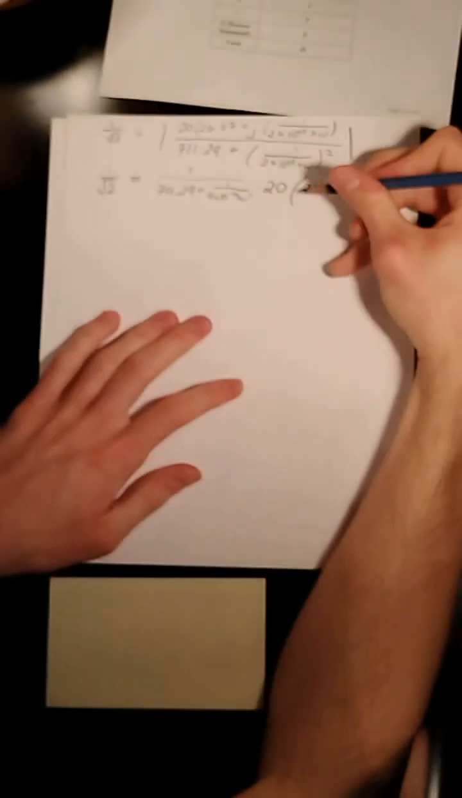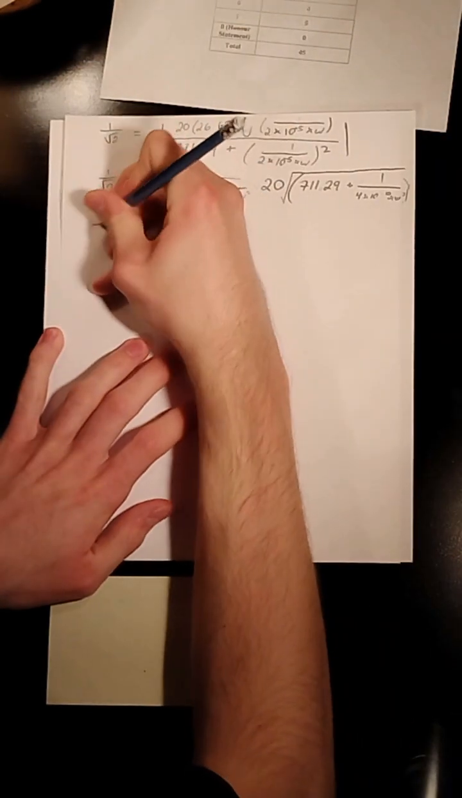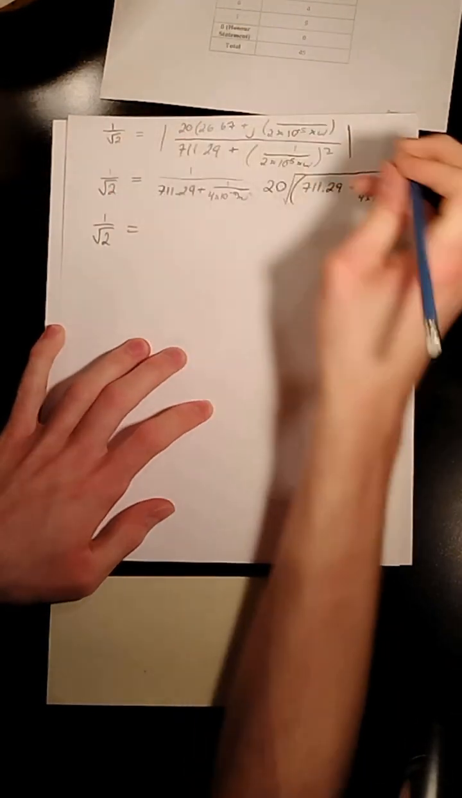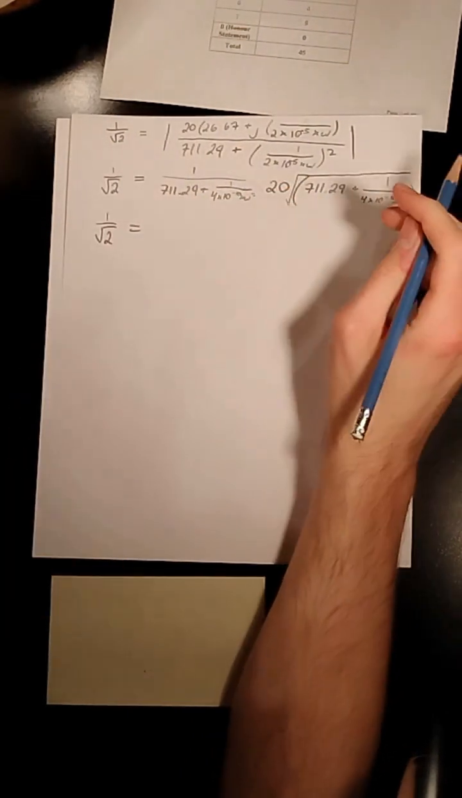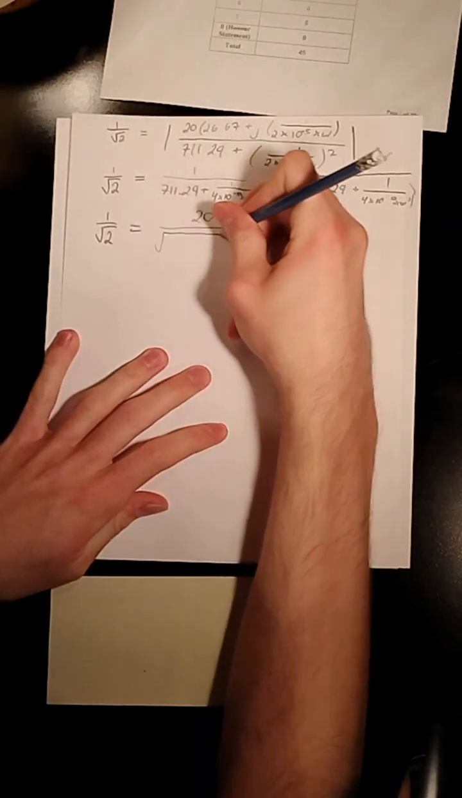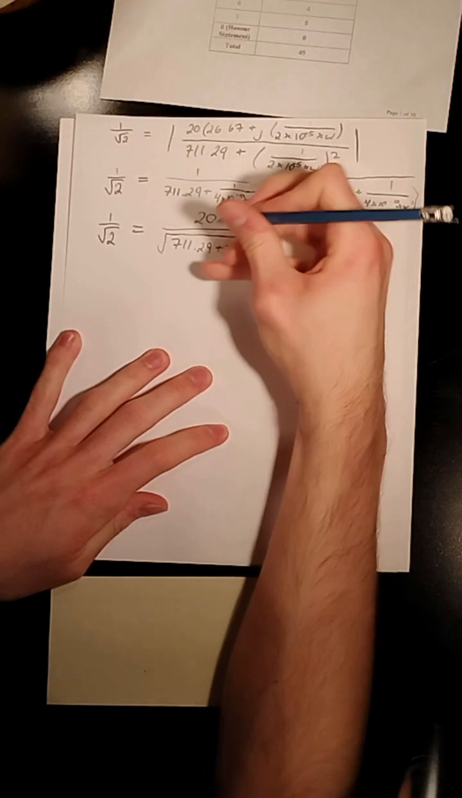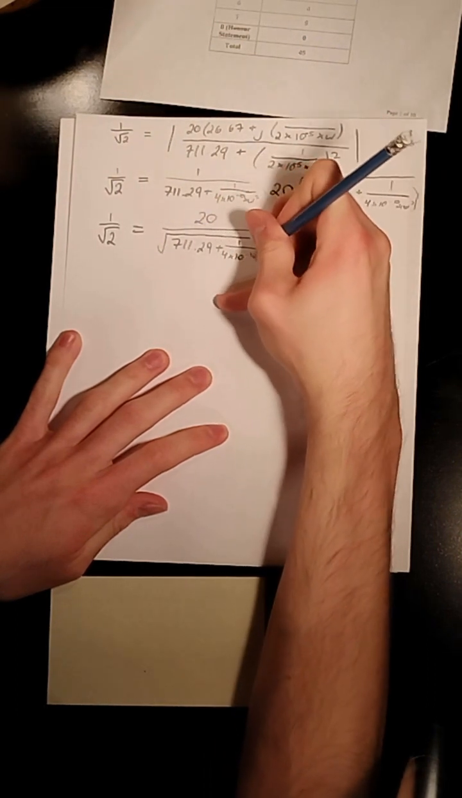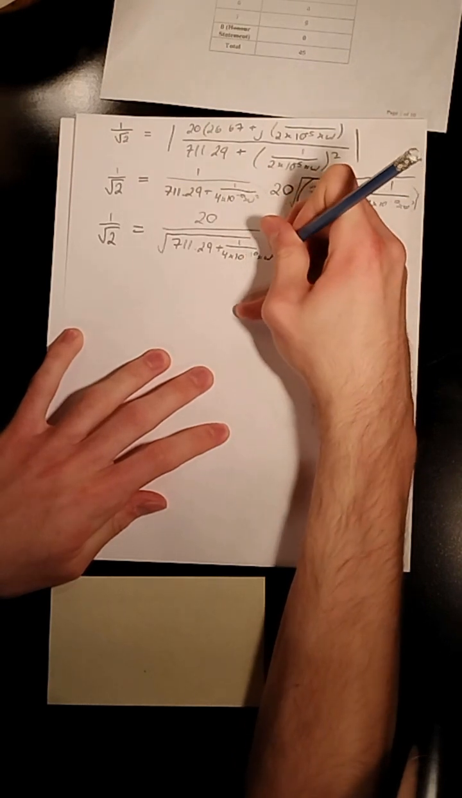Oh, right. It's just supposed to be square rooted here. Okay, let's continue from there. 1 over square root 2 is equal to, so if you have the square root and you divide by the actual thing, you should get 1 over square root. So you end up with 20 over square root of 711.29 plus 1 over 4 times 10 to the negative 10 times w squared.